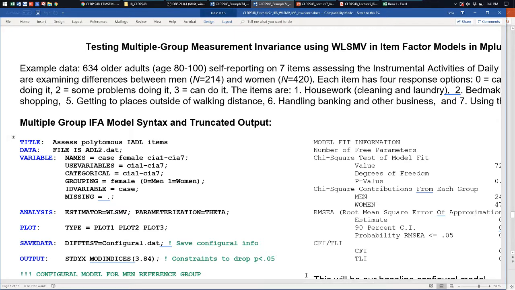WLSMV is a limited information estimator. It first builds an estimated polychoric correlation matrix. It takes the contingency tables of every pair of responses, tries to figure out what the correlation would be for the underlying bivariate distribution, and it plugs that correlation in as its H1 model. So it works from a correlation matrix and then estimates the CFA model to try and maximize the fit to that correlation matrix. So there's all this extra stuff going on behind the scenes in terms of the weighting.